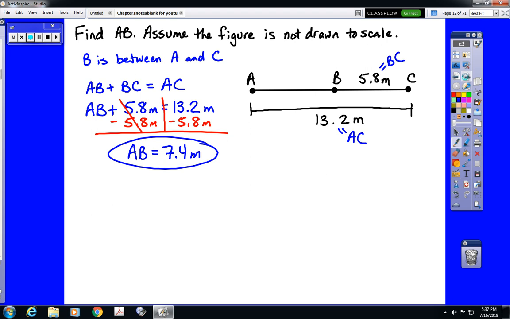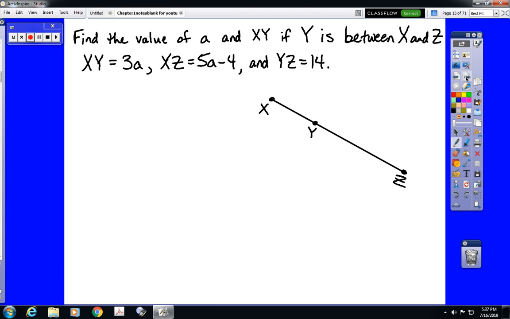Now I can make that a little bit harder if instead of giving you actual lengths, I give you algebraic expressions. So notice: find the value of a and the length of XY if Y is between X and Z. So right there, Y is between X and Z. That gives us our equation. Our equation will be XY plus YZ equals XZ. Okay? So that's what we're going to be working with. Now all three of those measurements are given.